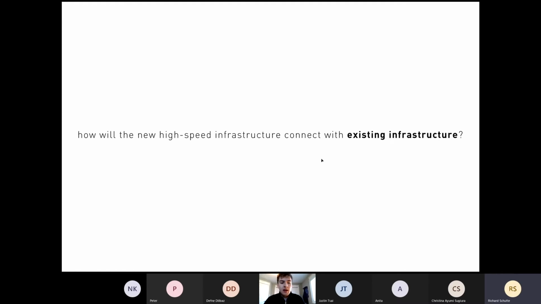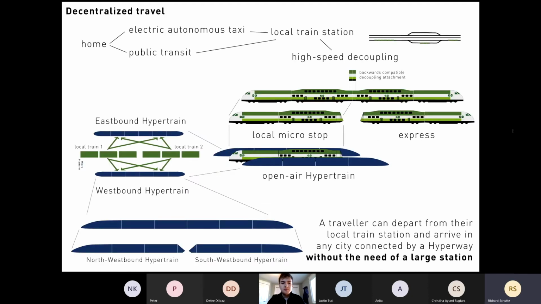So, how will the new high-speed infrastructure connect with existing infrastructure? This is when it gets a little bit fun. The idea here is that a traveler can depart from their local train station and arrive in any city connected by a hyperway, which is a Hyperloop infrastructure, without the need of a large station. So this is pretty exciting, and this is how we're going to do it.